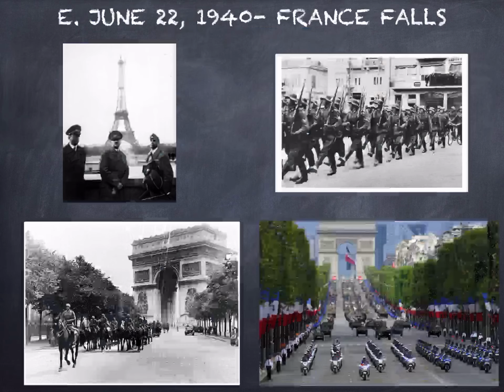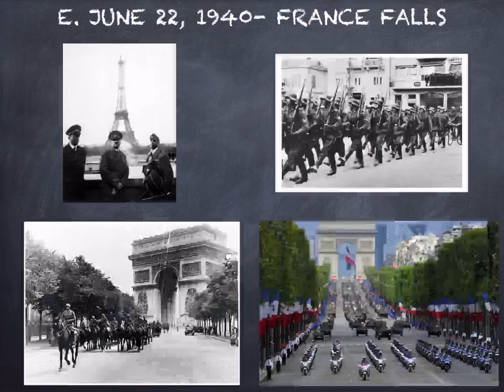Now, there's some iconic pictures. You can see in the top left there, you can see Hitler and some of his head honchos. They're right in front of the Eiffel Tower. Down at the bottom right, you can see an image that I actually used in a prior lesson during our storming of the Bastille lesson.